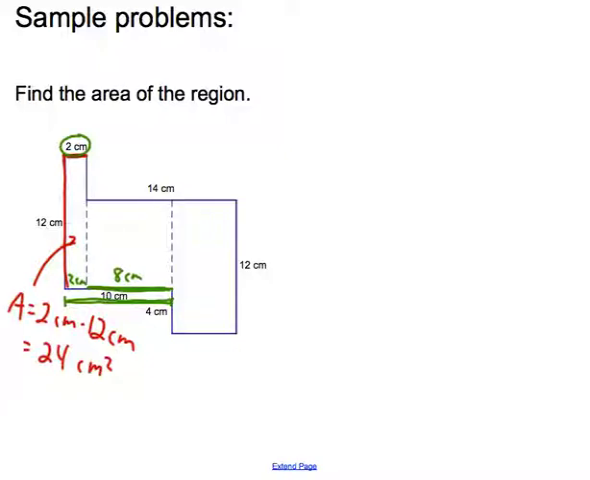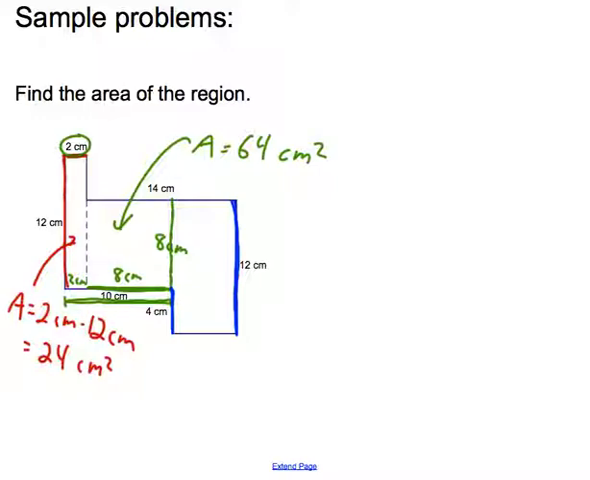We can use the same kind of reasoning to find this. I can see that this is 12 centimeters, and this part right here is 4 centimeters. So to figure out what's left, 12 minus 4 is 8. So this area is 8 times 8, or 64 square centimeters.